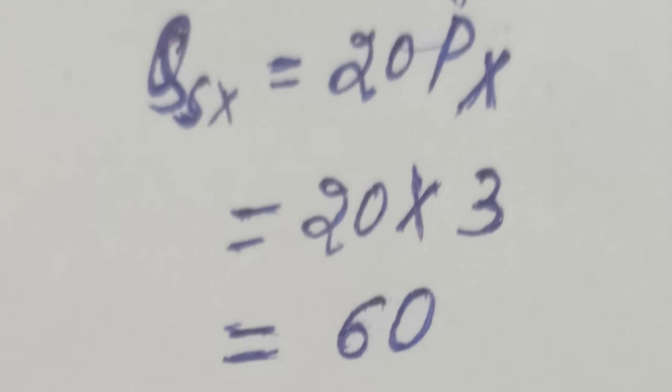So that is how, through a simple mathematical equation also, we can prove that at the equilibrium price, the quantity demanded is equal to quantity supplied.